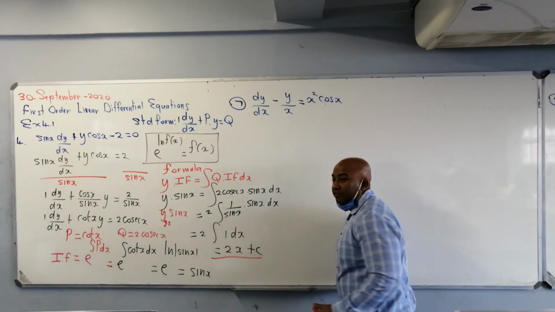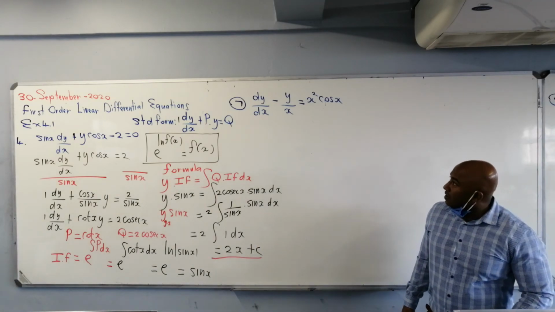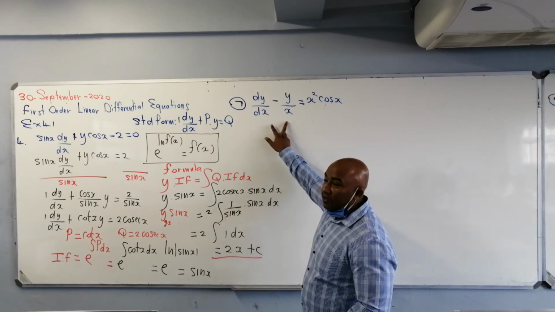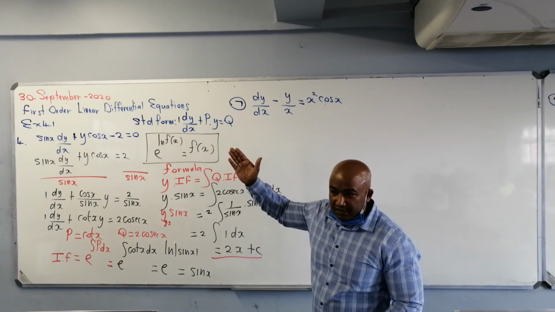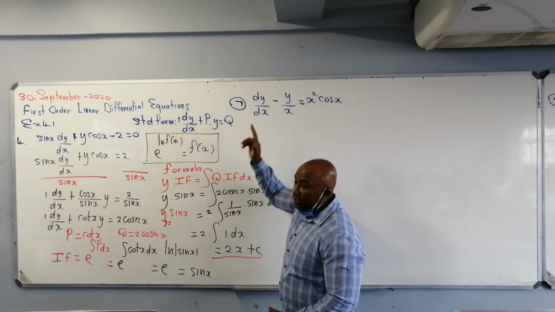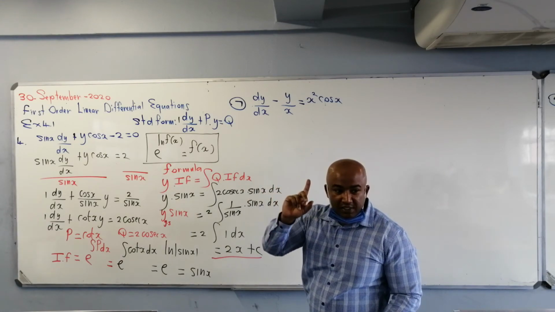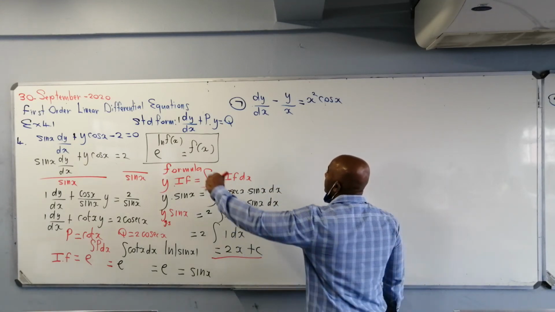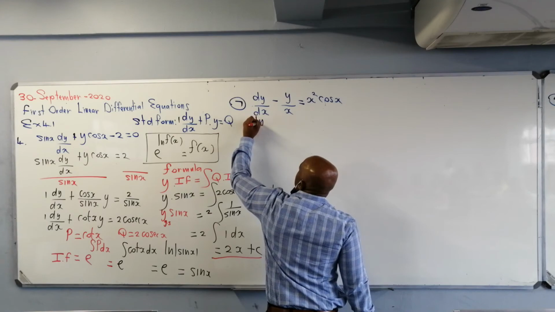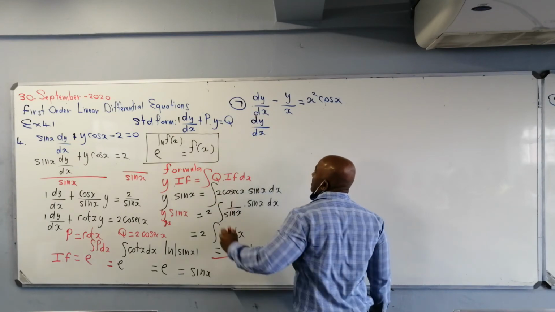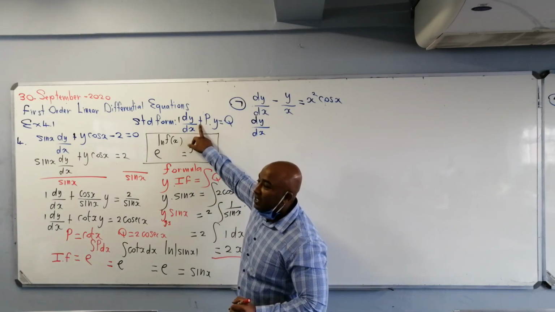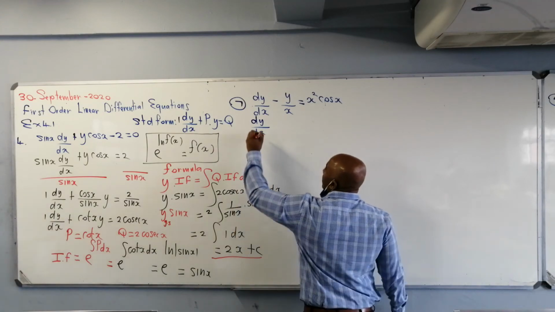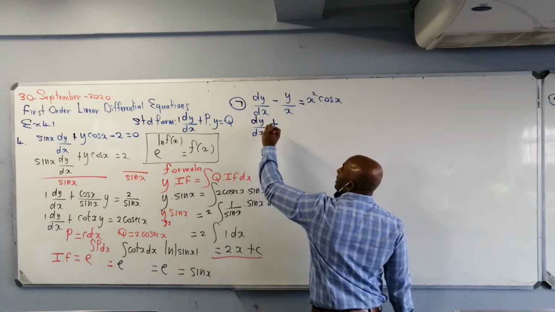Right, let's deal with number 7 now. So what do we notice here? We have our 2 terms on the left hand side. The coefficient of dy over dx is already positive 1. So the only difference here is that your standard form has a plus. So if you want to, you can write down a plus.